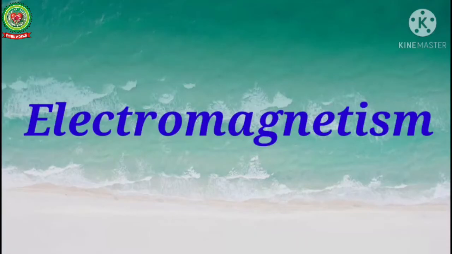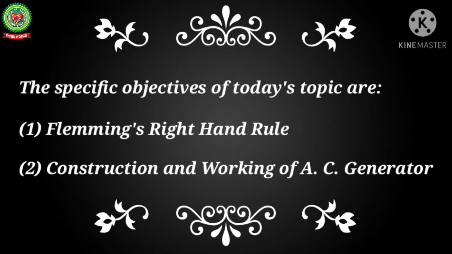Dear students, let's continue with the discussion of our chapter Electromagnetism. Students, the specific objectives of today's topic are Fleming's right-hand rule and construction and working of AC generator.